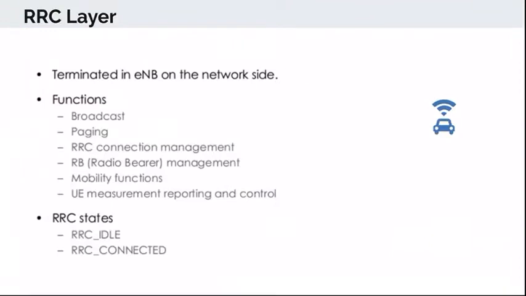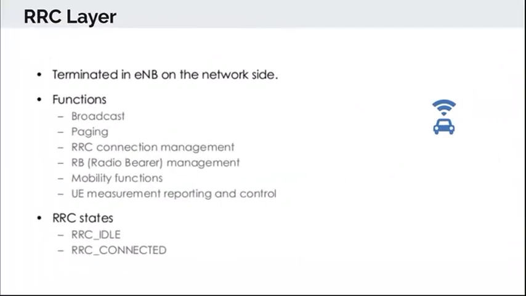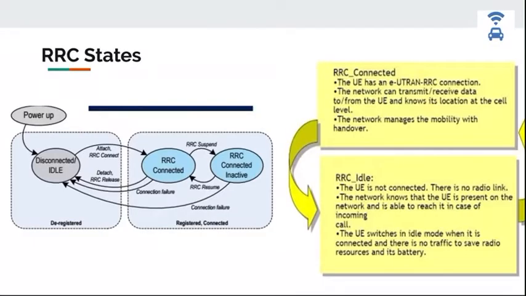Layer 3 is broadly RRC, which stands for Radio Resource Control. Its main functions are broadcasting, paging, connection management, radio bearer management, and more. It has 2 states, RRC idle and connected, that we'll see in detail in a bit. RRC exists between UE and eNB and exists on the IP level.